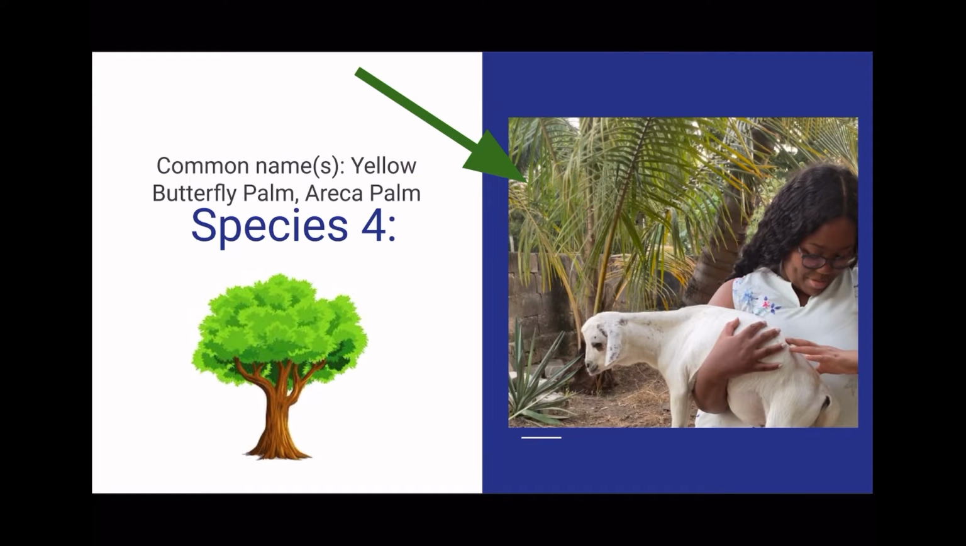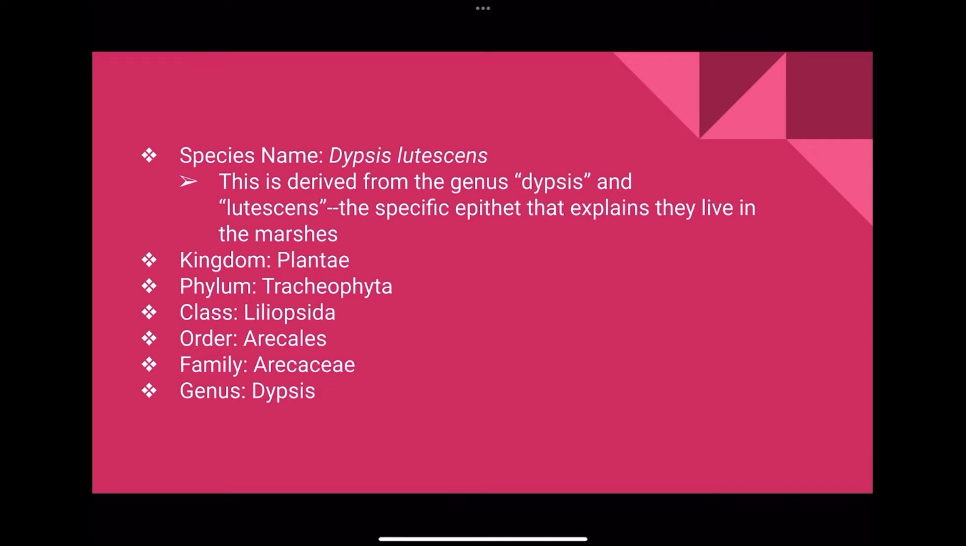On to species 4, whose common name is the yellow butterfly palm. In this picture, I'm at my grandmother's house in Mbezi Beach in Dar es Salaam, which is the capital of Tanzania, and I'm holding a goat which belongs to one of my nieces. But behind us is the tree. Its specific name is Dypsis lutescens.